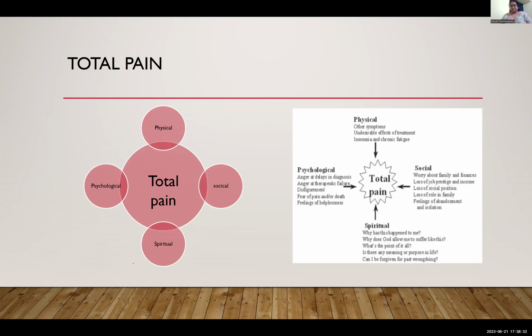The picture on the right side shows what could possibly cause pain in other aspects. I'm angry, okay. It could cause pain, for example, anger because the treatment was delayed or the diagnosis was delayed, or it could be disfigurement. Patients with head and neck cancer have this kind of fear and embarrassment of disfigurement. So that could cause pain.